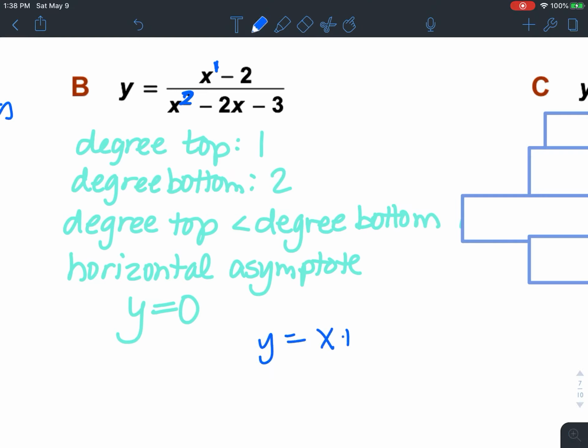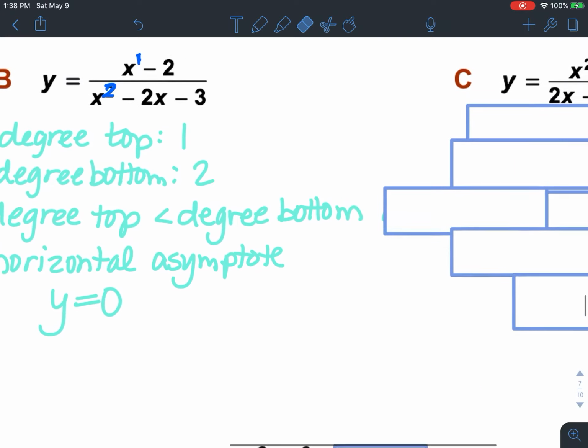I mean, it could be y equals x plus 4 over x to the 10th plus x to the 9th, and so on. It doesn't matter. The degree of the top is less than the bottom. The horizontal asymptote is at 0.